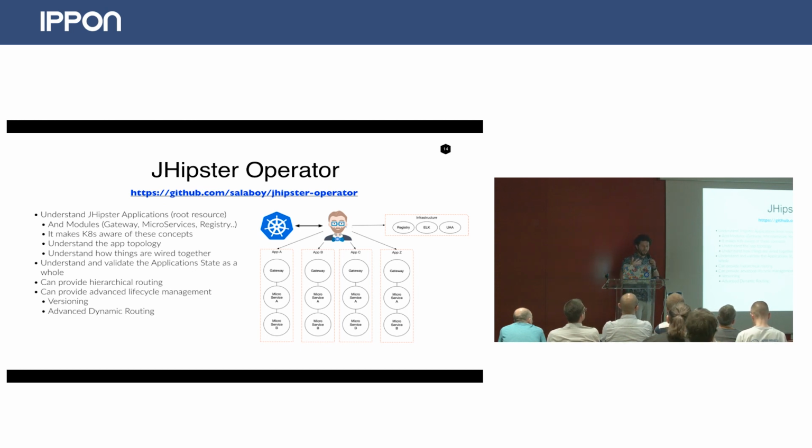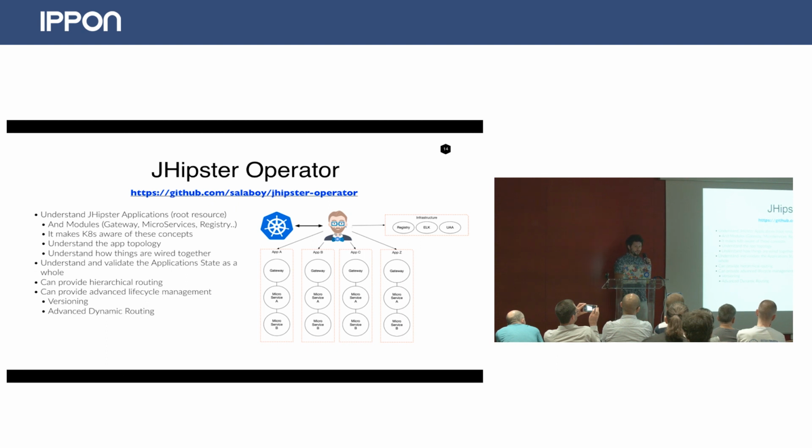But on top of that, I created the JHipster application, which is the concept that bundles, like glues, all the things together, right? So a gateway, a set of microservices, and a registry might belong to an application, so the operator knows how to wire them up together and how to look at them as a whole instead of as separate services that are running.